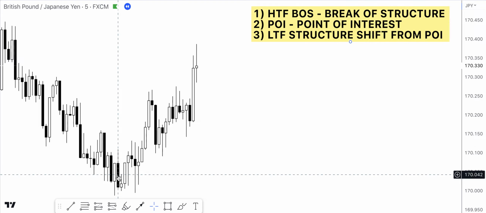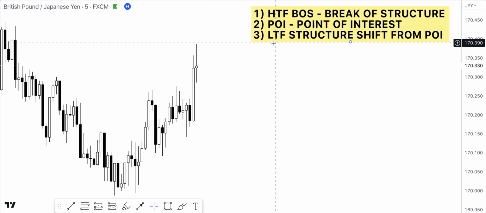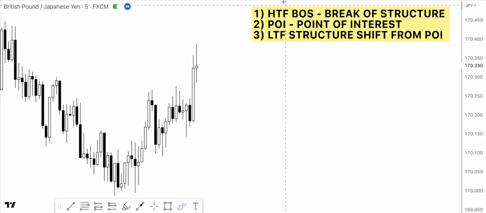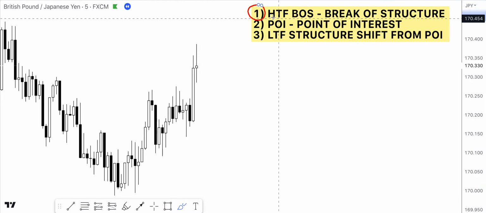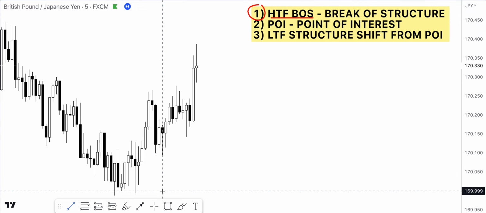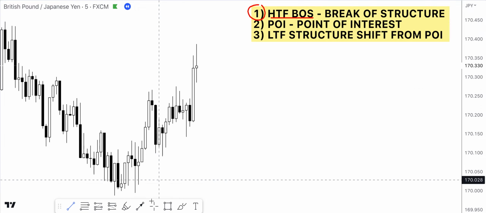In this video, I want to show you guys exactly step by step how you could have capitalized on over a 16% gain in one trade, risking 2% of your account balance. Okay, so starting things off, number one, identify our higher time frame break of structure in order to get our directional bias.